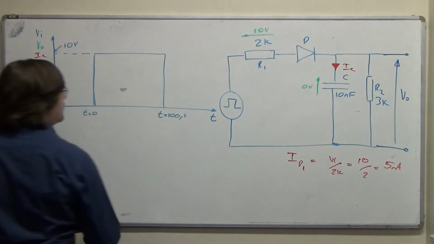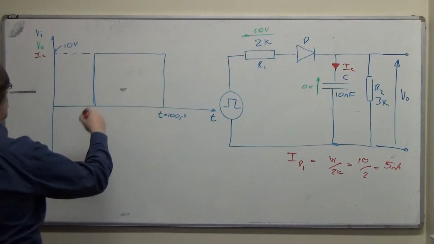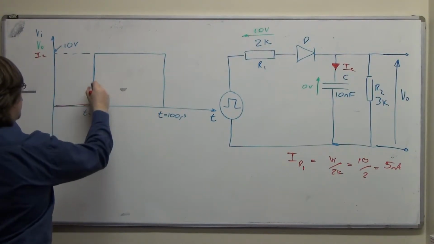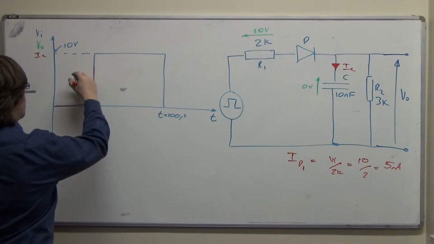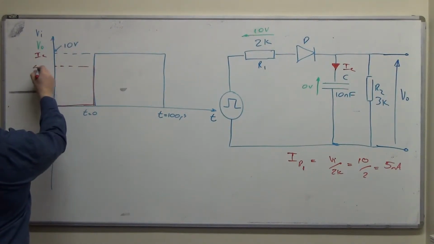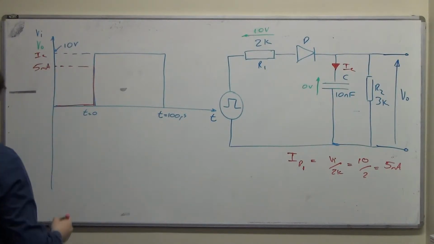So there will be a rising exponential in voltage, and therefore there will be our usual current shape, which is like that, and this will decay away. But we don't know how fast, but we do know that that's going to be 5 milliamps.